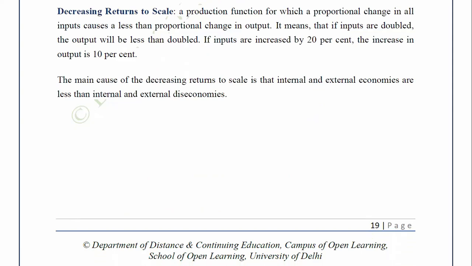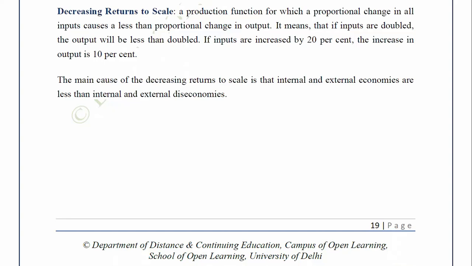Decreasing returns to scale. A production function for which a proportional change in all inputs causes a less than proportional change in output. It means that if inputs are doubled, the output will be less than doubled. If inputs are increased by 20%, the increase in output is 10%.